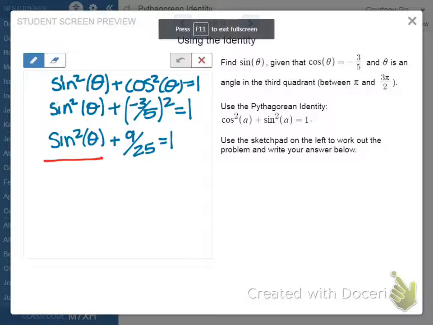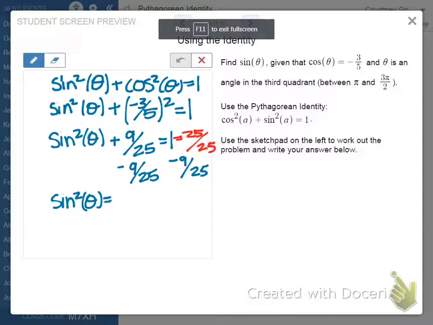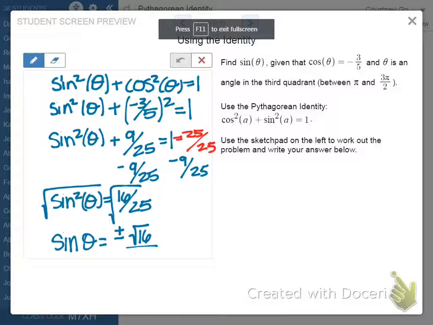So we want to solve for sine theta, so I'm going to isolate it by subtracting this from both sides. When I subtract it, I'm remembering that 1 is just equal to 25/25. So I get sine squared theta equals 25 minus 9 is 16/25. Then to solve for sine theta, I just need to take the square root of both sides. That gives me sine theta on the left, and I get plus or minus the square root of 16 over the square root of 25, which is just plus or minus 4/5.